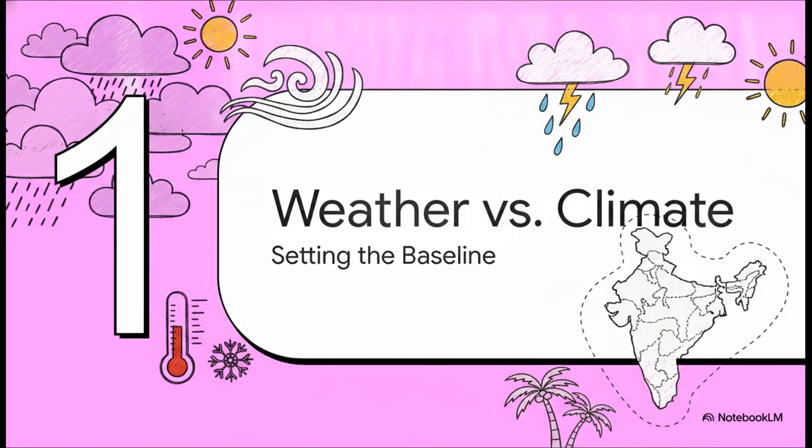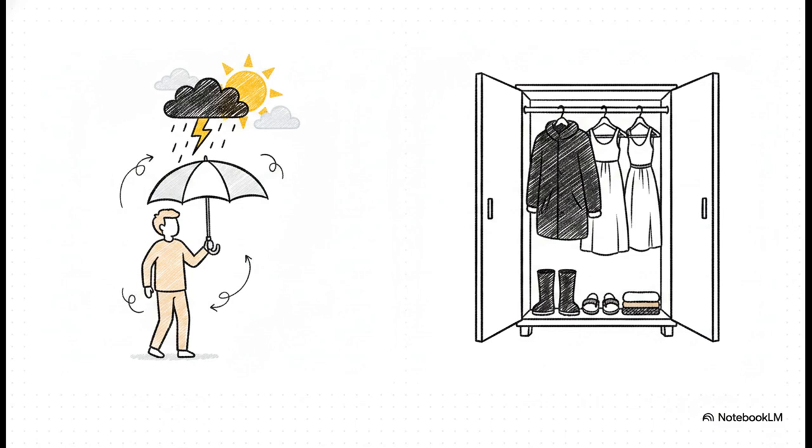All right, let's jump right into part 1, weather versus climate, setting the baseline. You know, people mix these two terms up all the time, but the difference is actually super simple. Weather? That's about your daily changes. It's short term, like a sunny morning that suddenly turns into a massive afternoon thunderstorm, or maybe a foggy evening. Climate, on the other hand, is the long-term pattern. It's the average of that weather over many, many years.